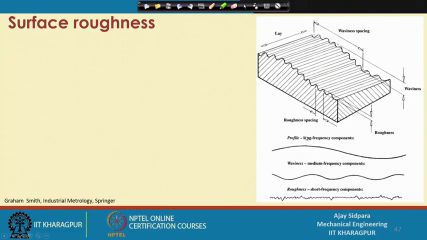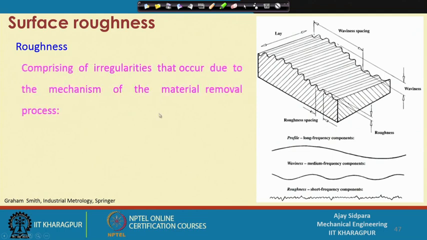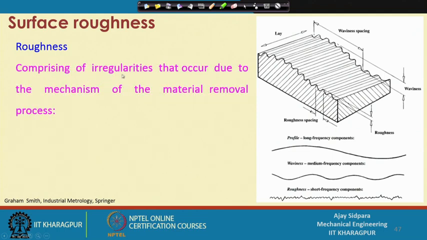So, this is the surface roughness profile which we have seen in the last class, and we have seen that it has three components. One is the profile component, which is a very long wavelength component, waviness is something which is medium frequency, and the roughness is a very short wavelength component, right. So, let us see all the things. The one is the roughness. How does the roughness comprise the irregularities that occur due to the mechanism of material removal of the process?